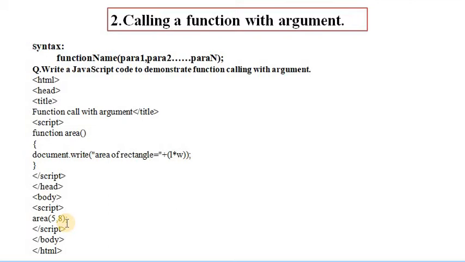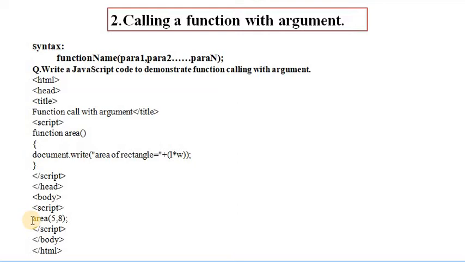Here I am not declaring any variable in the function definition. In the function call, I am passing the parameters, so that when the function is called, the function area executes this statement, that is area of rectangle is equal to 40, on a web page. It displays 40 on a web page. Here you can also call that function again with different parameters.